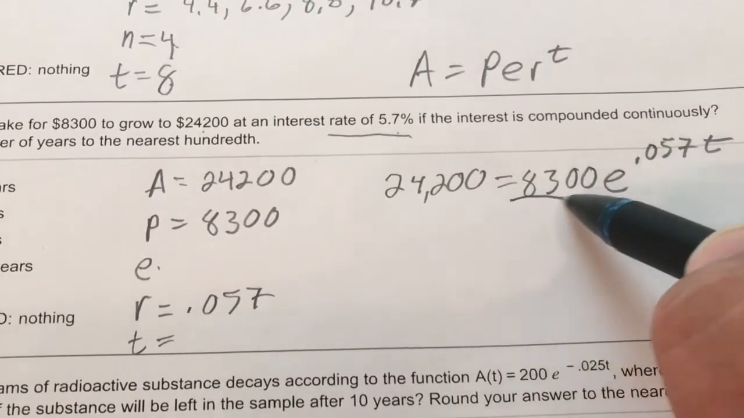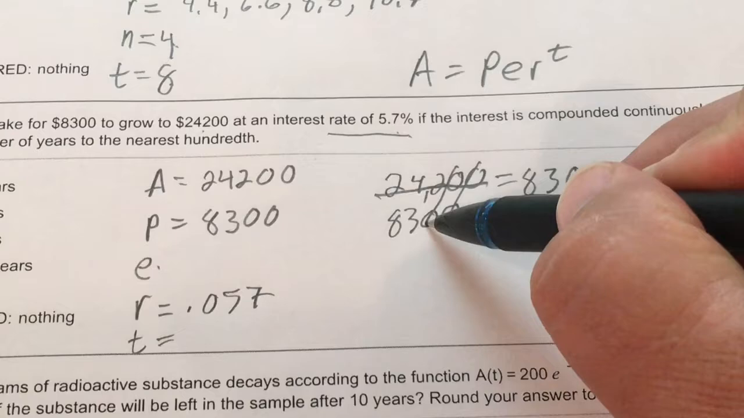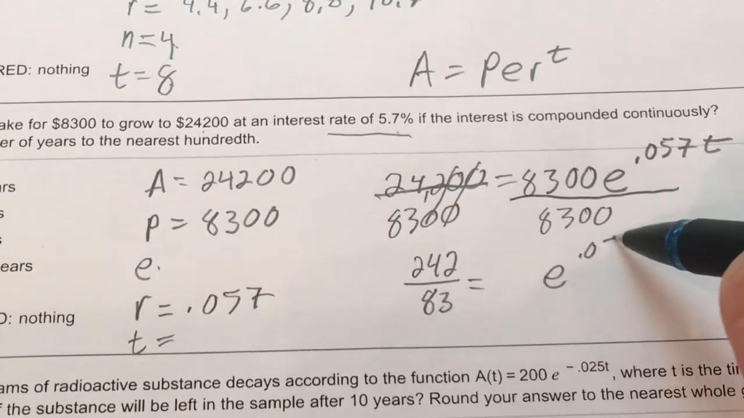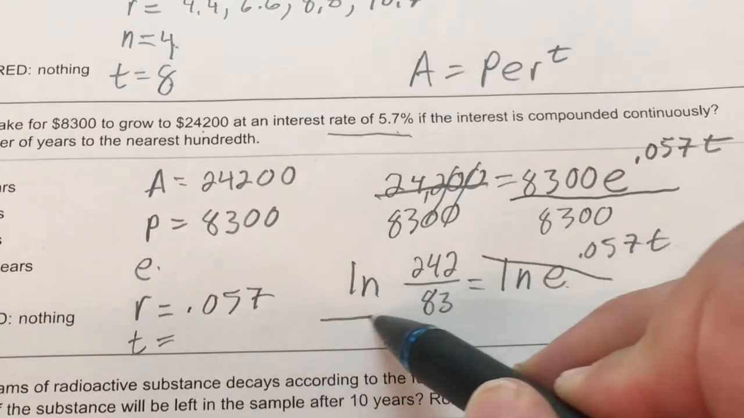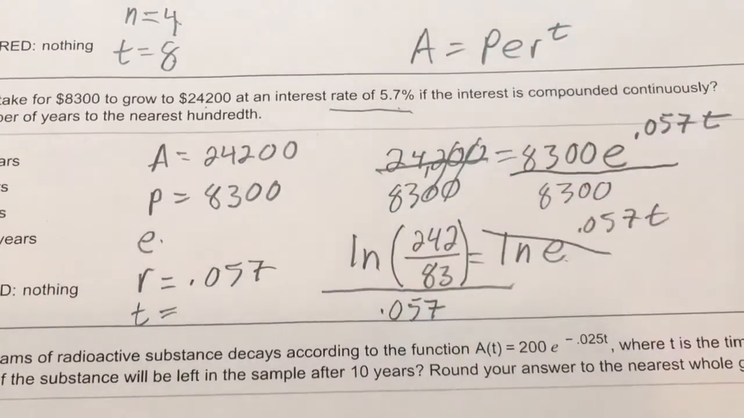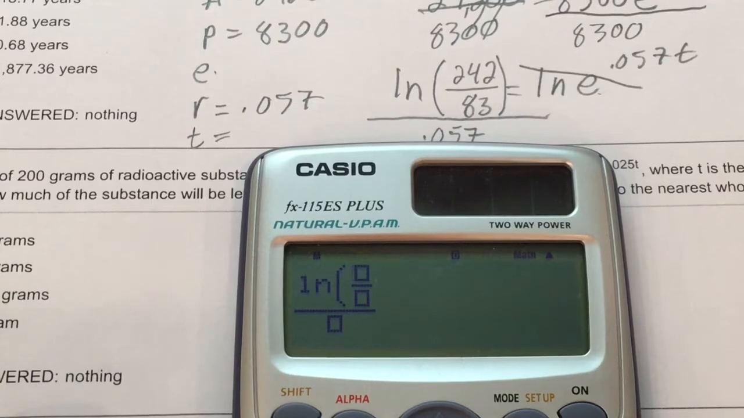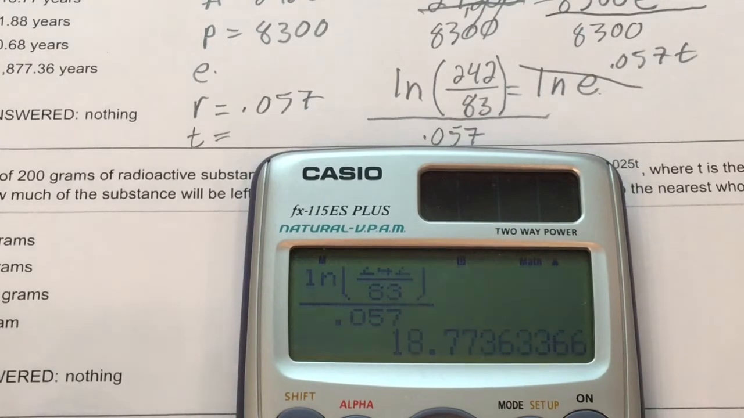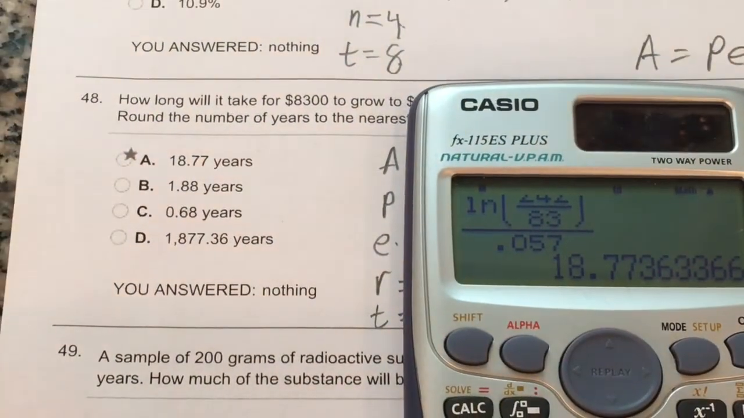I'm going to go through this one step by step. I'm going to divide both sides by 8,300. So that's going to give me 242 over 83 equals e to the 0.057 t. To get rid of the e, I ln both sides. When I ln both sides, the e cancels out, and then I just have to divide by 0.057. And that will tell me what t is. When you type this in the calculator, you have to wrap that in parentheses. ln of 242 over 83, right arrow, close the parentheses, over 0.057. 18.77, and there it is, 18.77 years.